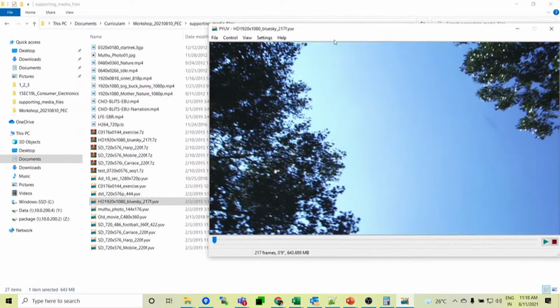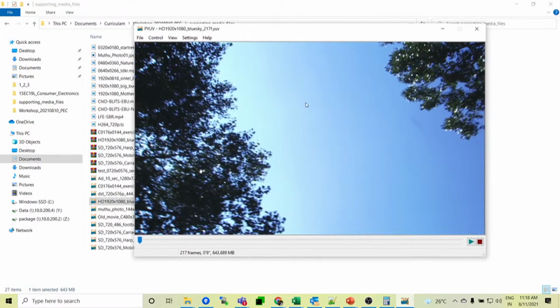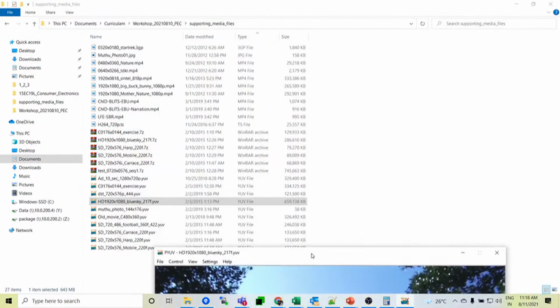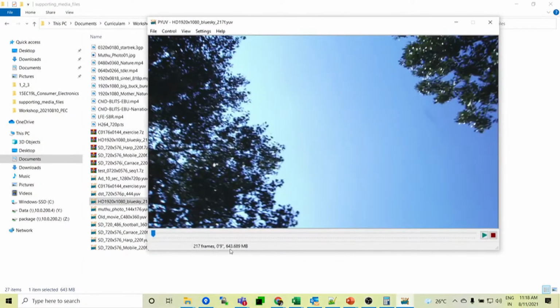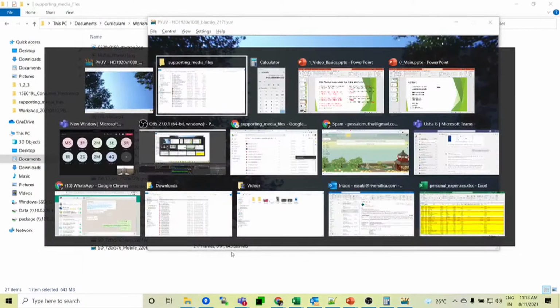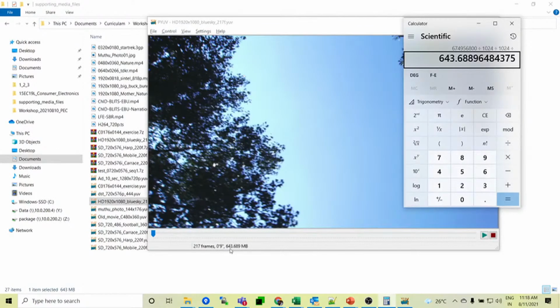217 frames are present. It is giving like this, 243, 643. Here, is this answer you are getting? Is this answer right? Yes, sir. Exactly. Very good.